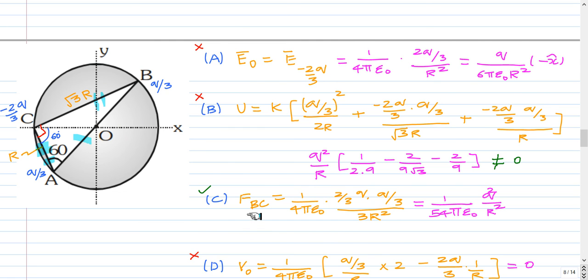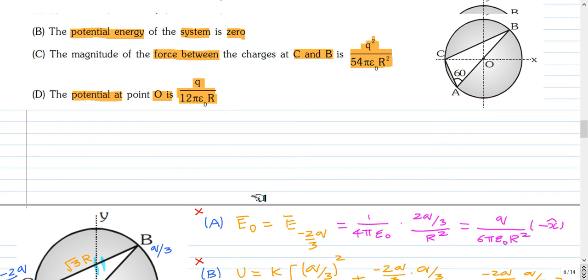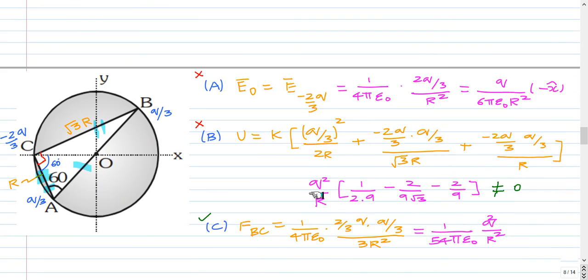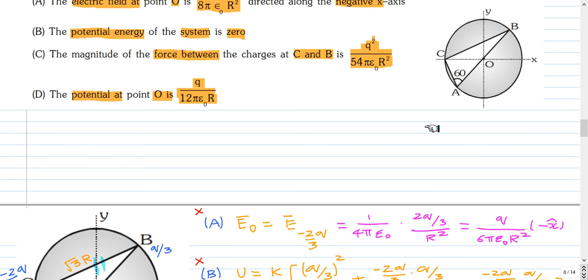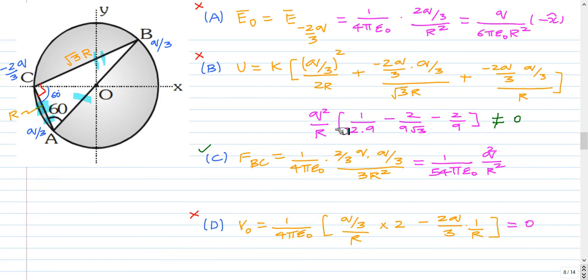Option C, the force between the charges at B and C. This is given by simple Coulomb's law, 1 by 4 pi epsilon naught, product of the charges divided by the distance square. So that is turning out to be 1 by 54 pi epsilon naught q square by r square. 1 by 54. So C is the correct option. So let's check D also.